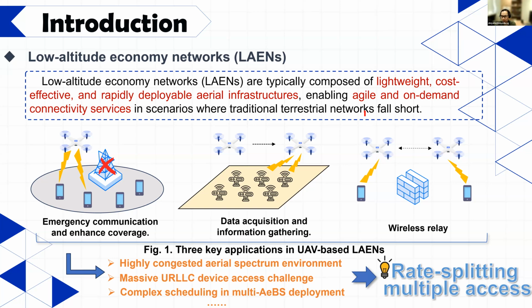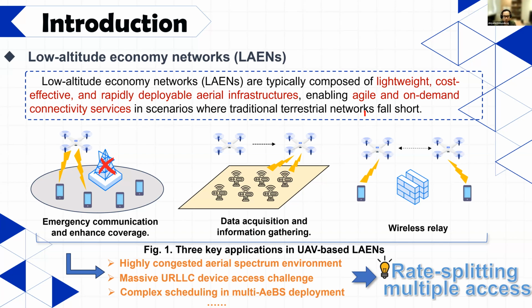These UAVs and drones can enable agile and on-demand connectivity services in scenarios where the traditional terrestrial network may not be able to support the application, for example, sensing, navigation, and localization. Even though we can use the base station to perform the localization of the user, if we use the UAV, we are able to localize or detect objects on the ground more accurately.